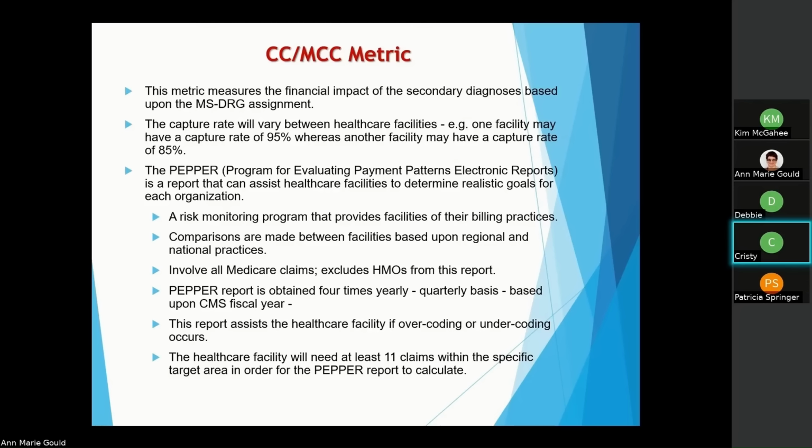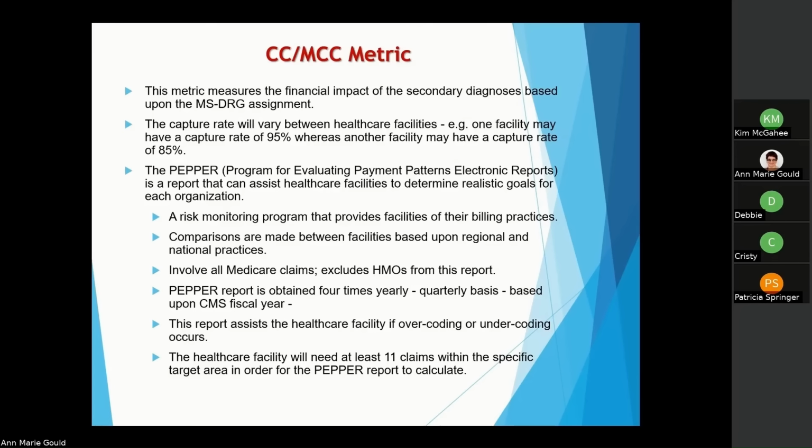And then the PEPA report, a program for evaluating payment patterns electronic reports. It's a report that can assist facilities to determine realistic goals for each organization. So it's mainly a risk monitoring program for billing practices. It compares different facilities within your region and the national practices. It involves all Medicare claims. HMOs are not part of this PEPA report. It's just Medicare claims from CMS.